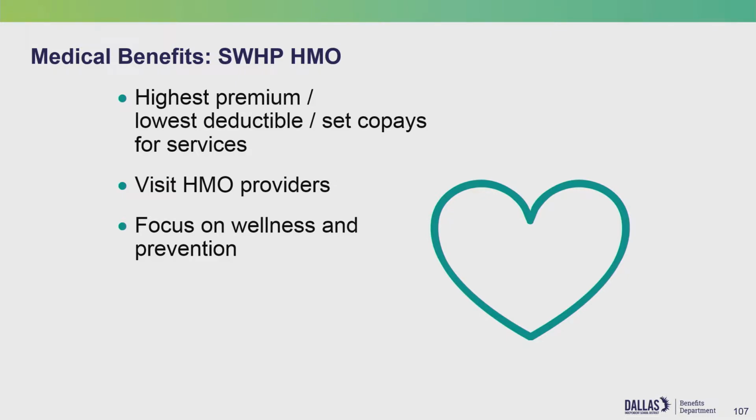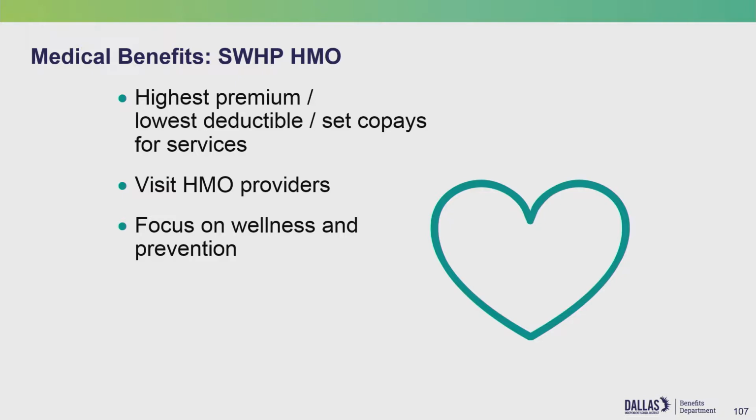So your third option is the HMO provided through Scott & White Health Plan. With this plan, you pay the highest premiums, but you have the lowest deductible. You also pay a set copayment for all of your services at the time you receive services. Except in a true medical emergency, you have to seek out an HMO provider. Otherwise, the plan will not cover your benefit.